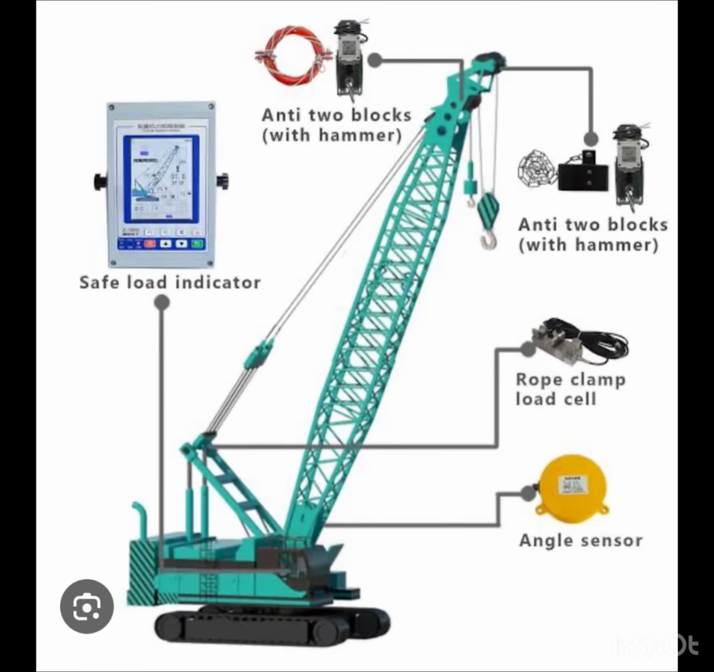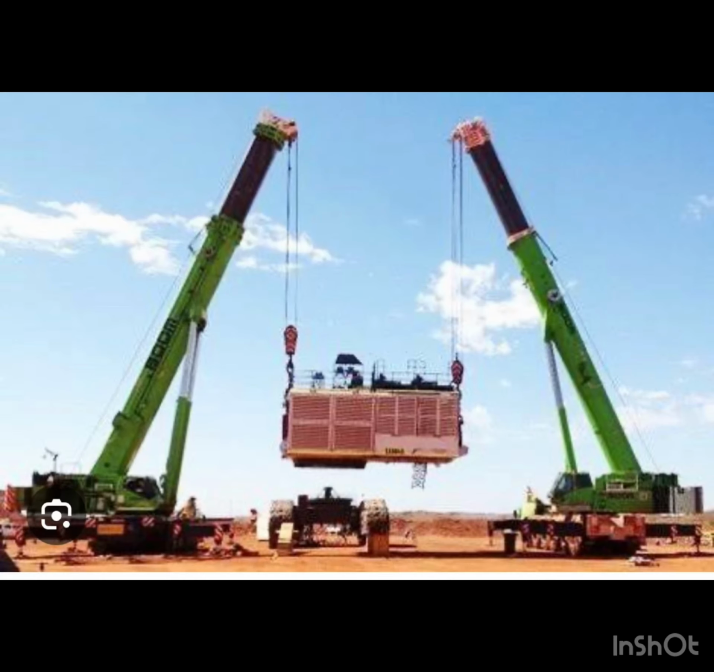What are the safety devices used in a crane? Anti-two-block device, anemometer, limit switch, and level indicator. What is tandem lifting? Tandem lifting refers to the process where two or more cranes or lifting devices are used simultaneously to lift and move a single heavy load.